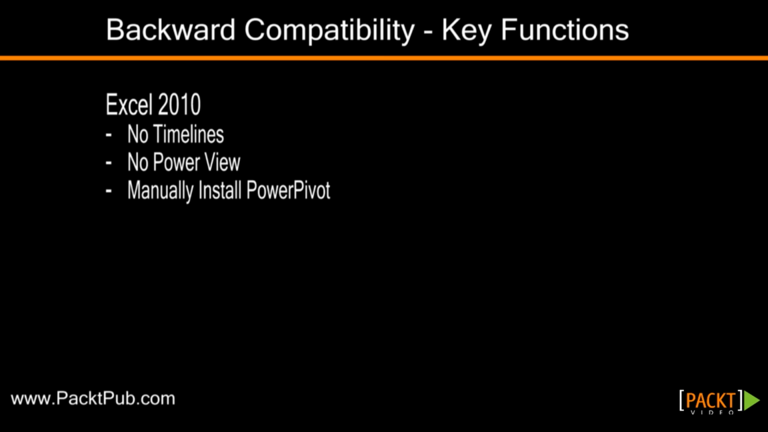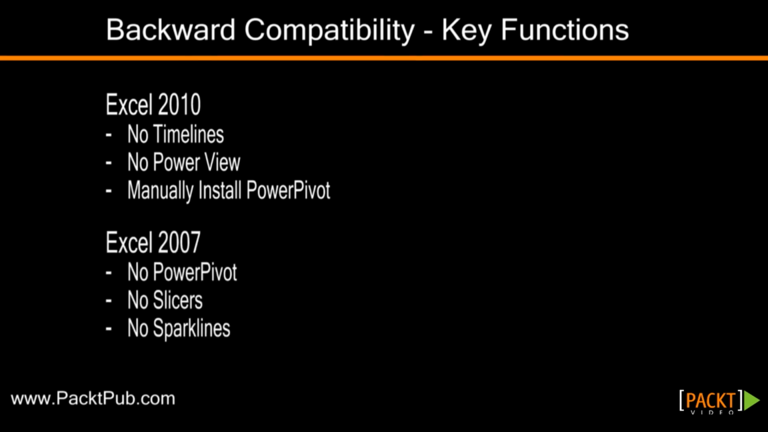So for example, if the user has Excel 2010, we don't get to use timelines or Power View, and if we do involve Power Pivot, then we have to make sure that they have it manually enabled as an add-in. In Excel 2007, it's even worse. There's no Power Pivot and also no slicers or sparklines, which limits a lot of the features that we implemented in this workbook.